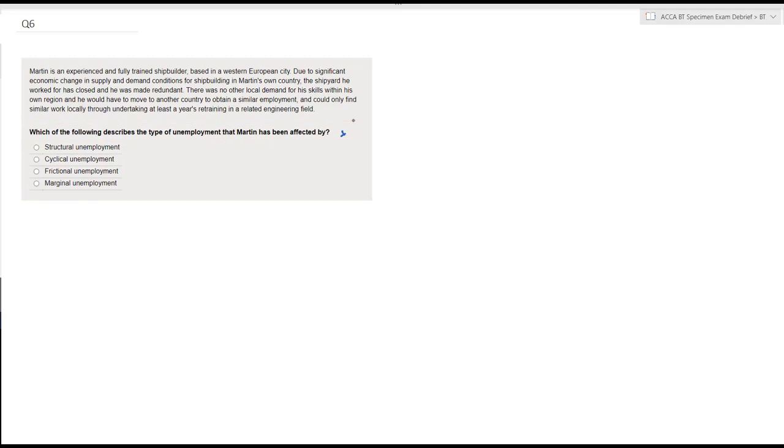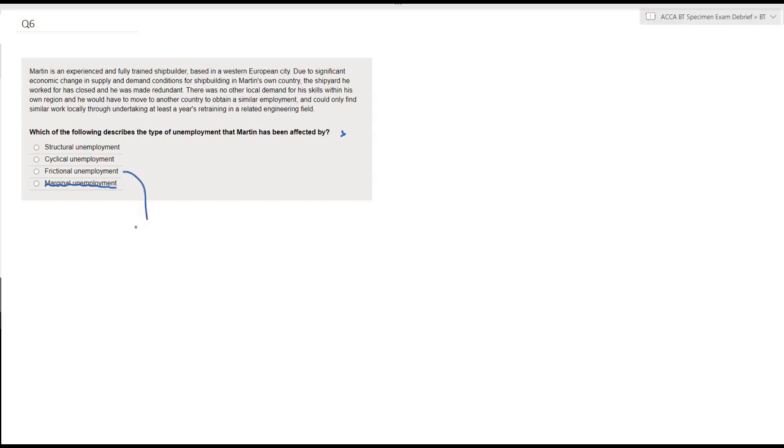So as I read the scenario, it would be good if I have in my mind a few ideas about what each of these are. And then I should very quickly be able to make my decision. Well, marginal unemployment is a strange term. I've heard of marginal employment, but not marginal unemployment. So I'm going to discount that one straight away because I'm not exactly sure that it's a real term. The other three I definitely know are terms to describe types of unemployment.